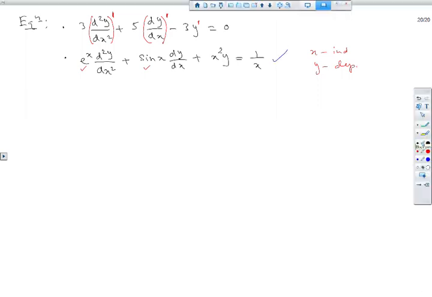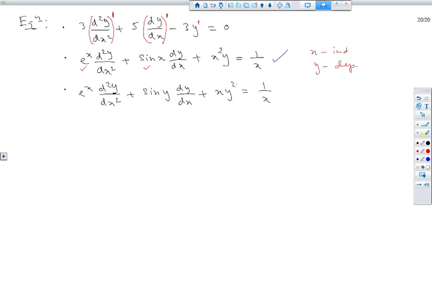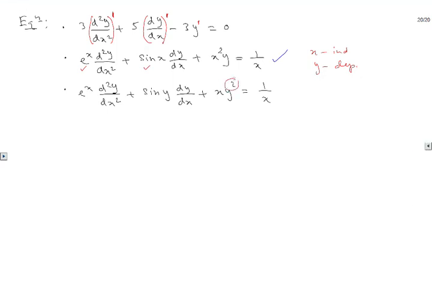How about more? How about this one? e to the x d squared y over dx squared plus sin y dy over dx plus x y squared equals 1 over x. So linear or non-linear? What do you see here? You can see there's a y squared term, so that makes this non-linear. But there are more reasons. The y is the dependent variable, and you have sin y, which is not a linear function, it's a non-linear function. So this is not linear because of two reasons.